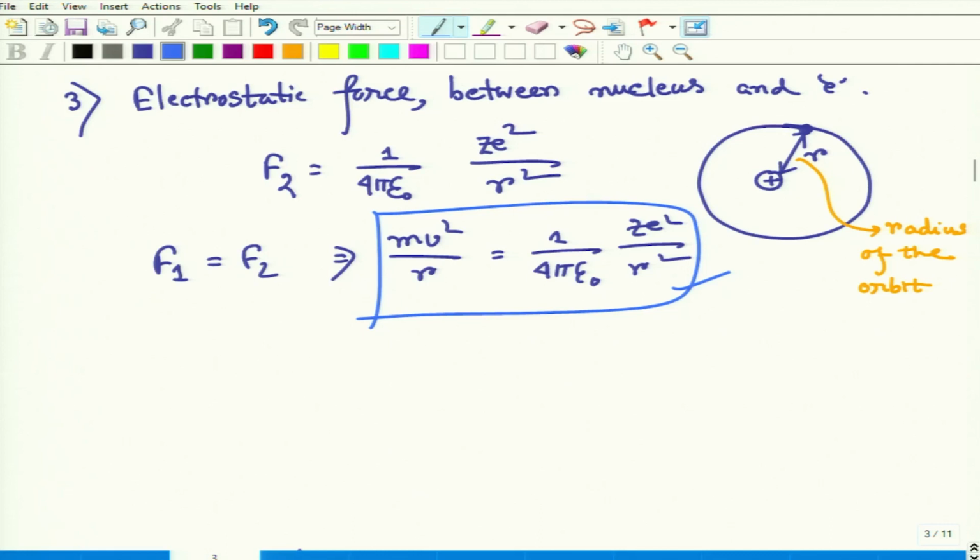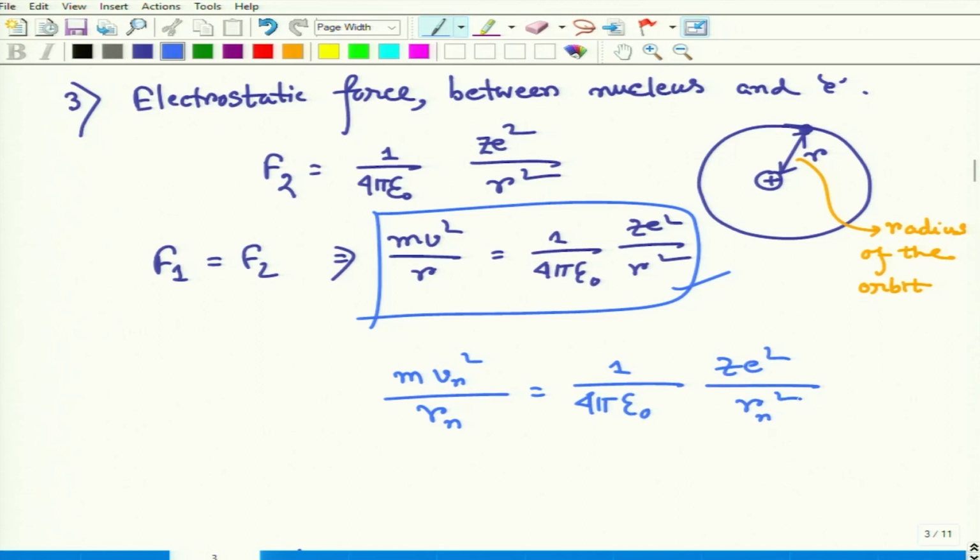So we can write it for nth orbit in general. m Vn square by Rn equals to 1 by 4 pi epsilon, from electrostatics, so we know this is the Coulomb force, Ze square by Rn square in general. So from here also we can write Vn square is equal to 1 by 4 pi epsilon Ze square by m Rn.